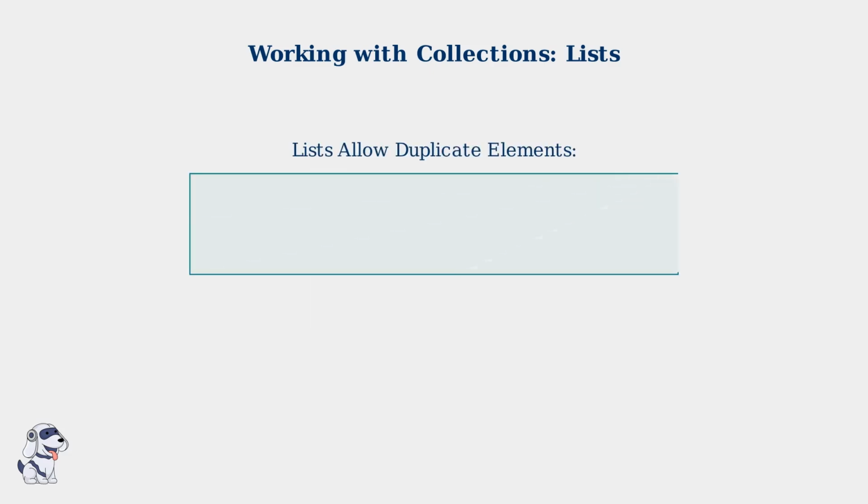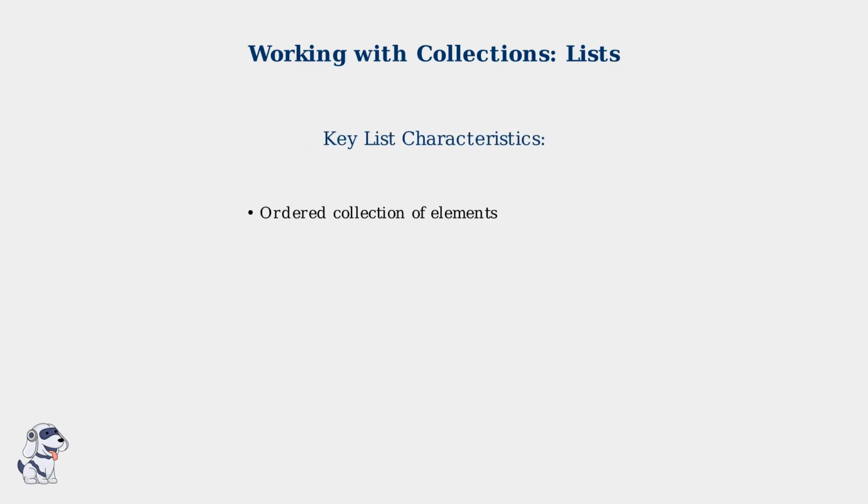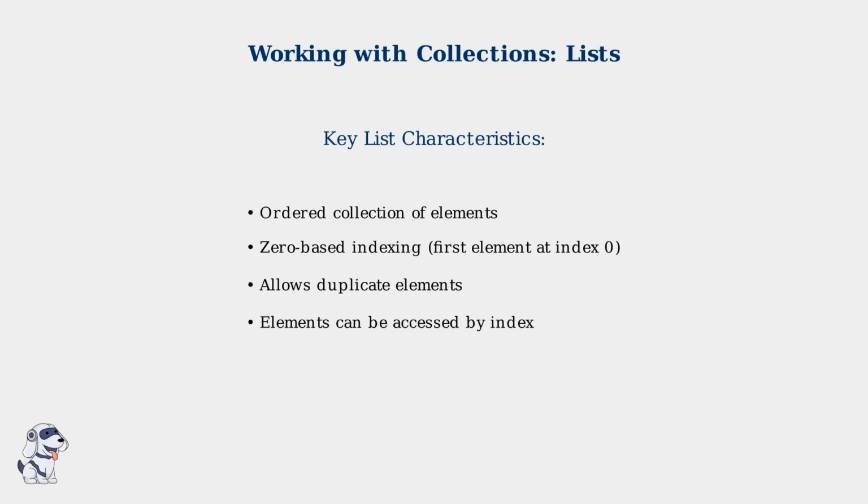One important characteristic of lists is that they allow duplicate elements. You can have the same value appear multiple times in different positions. This concept of duplicate elements in lists is fundamental to many programming tasks, such as counting occurrences or finding patterns in data. To summarize, lists in Dart are ordered collections with zero-based indexing that allow duplicate elements and provide direct access to elements by their position.